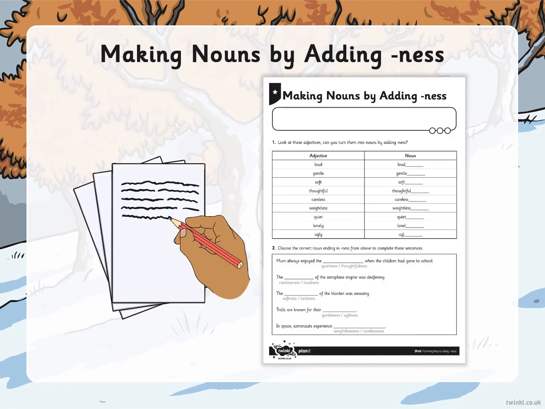So for your activity today, we want you to look at the adjectives and turn them into nouns by adding the ness suffix. Don't forget the rules that we have just learned. When you've done that, we then want you to choose the correct noun ending in ness to complete the sentence. There are 2 words to choose from. Think about the word that is going to make most sense in that sentence. After you've chosen your word, make sure you read the sentence back to check that the word you have chosen makes sense. We know you can do it. Good luck today.